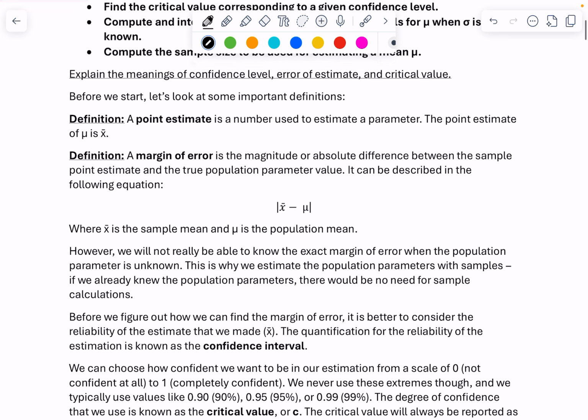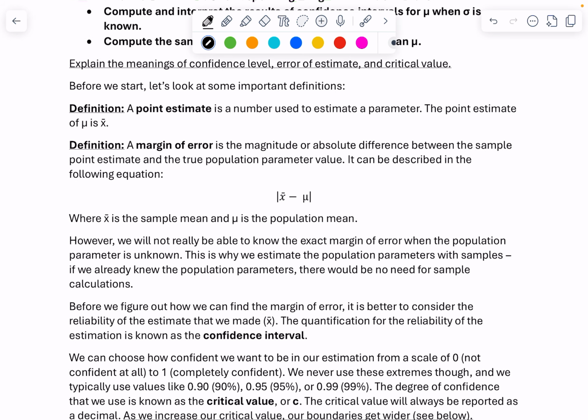But before we go into any of the nitty gritty calculations, this chapter is going to be very calculation based. We're going to look at the meanings of different pertinent vocabulary words for this chapter, such as confidence interval, the margin of error, as well as the critical value. So, before we even get into those, let's talk about some pertinent definitions, one of which being point estimate.